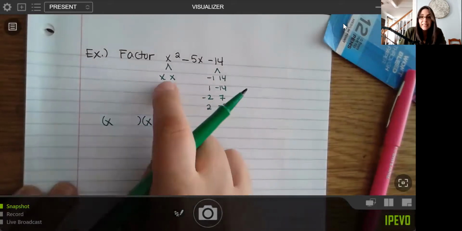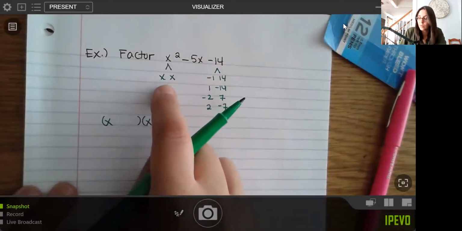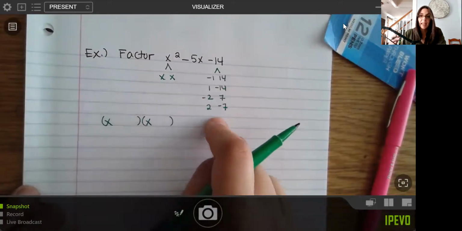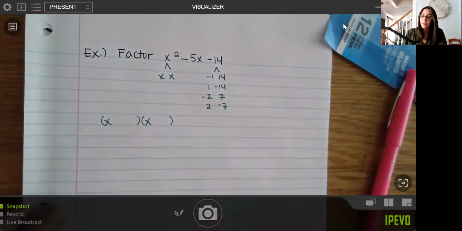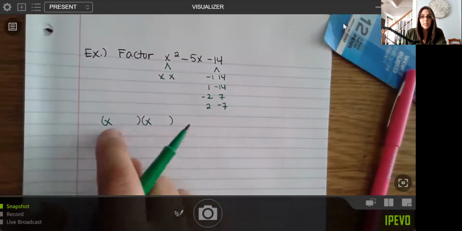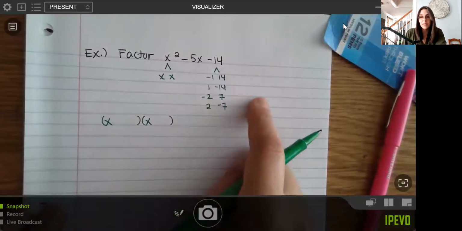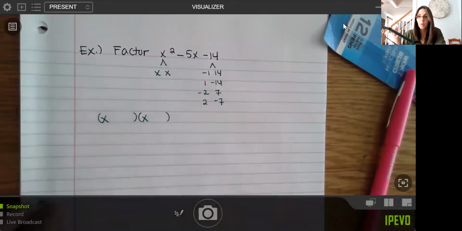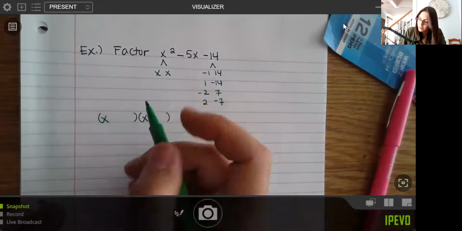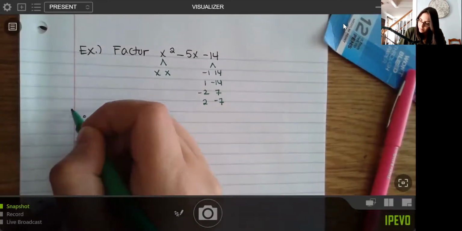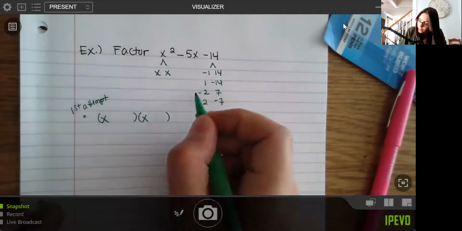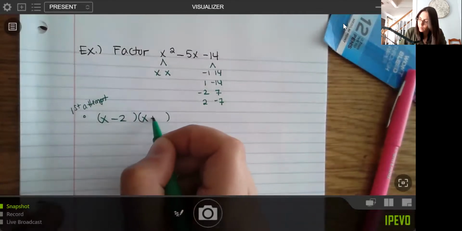Now, the first part's easy in this problem because I just have one option. So I know it's going to be x and x. But this part gets a little trickier because I need to get a -5 in the middle. When the first part is x and x, it's pretty simple because you can kind of see the right factorization. If I see a 5, I'm probably thinking 2s and 7s are going to work better. And I would be correct. So I'm going to try the first one, my first attempt: -2, +7.